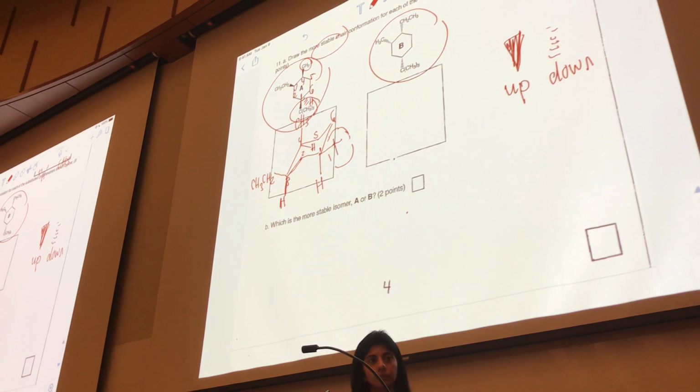Yes? On the test, do you know if she minds if we draw it out, or can we write CH3, CH2? You can do either one. Whatever you want, as long as it's the right number of carbons. You'll get full credit both ways.